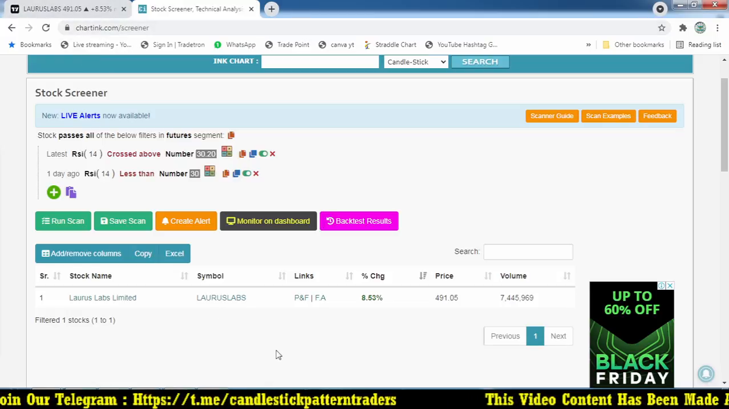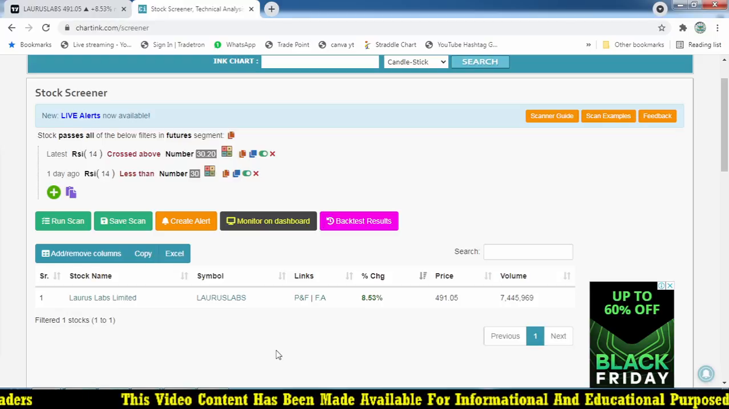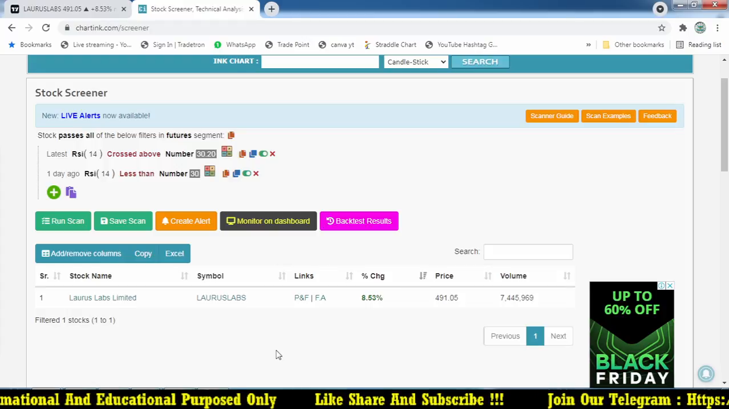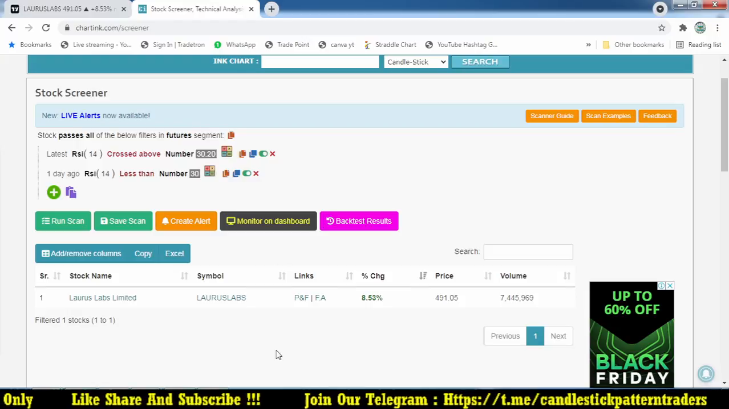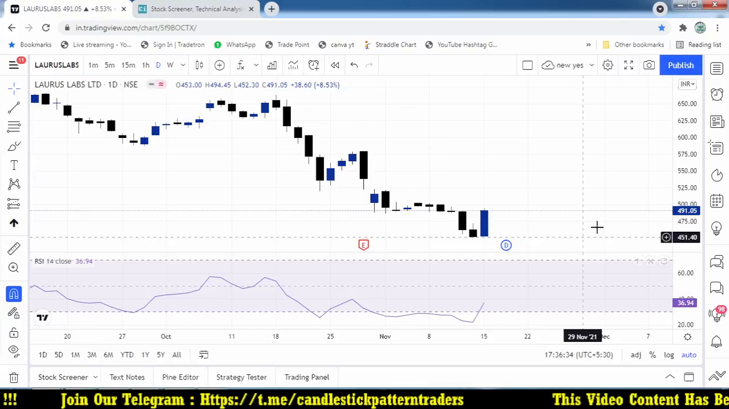This will not hit you with a stop loss trigger. Some patterns may get hit by a stop loss trigger, but this will not trigger because it is purely based on the RSI. Whenever the RSI crosses above 30.2, and the previous day was below 30, that will find the particular stock. So Laurus Labs, can you see that?